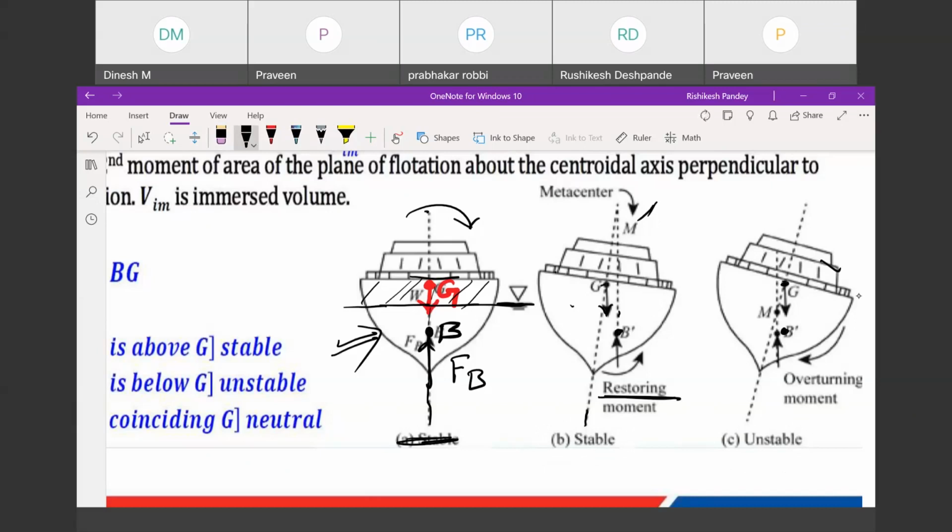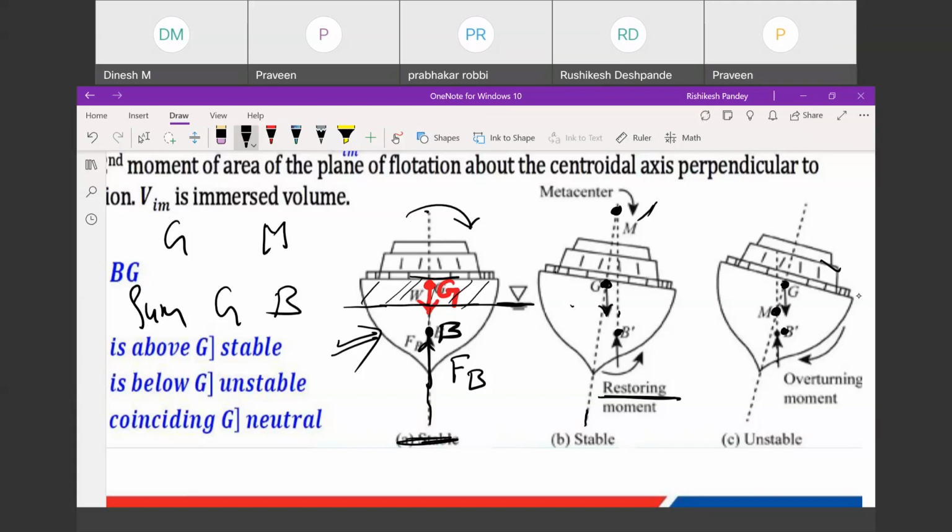So it is not the position of G and B that will decide your stability condition in case of a floating body. It is the location of G and M that will decide. You see, M is above G here and M is below G here. So in case of the floating part, the relative location of G and M will tell you the stability condition. But in case of the submerged part, the relative location of G and B will tell you whether the body is in stable, unstable or neutral equilibrium.